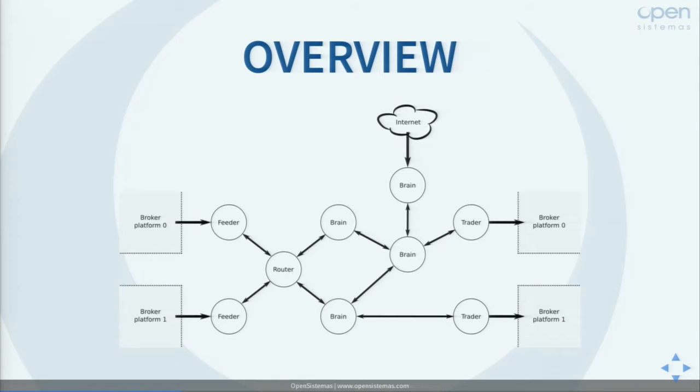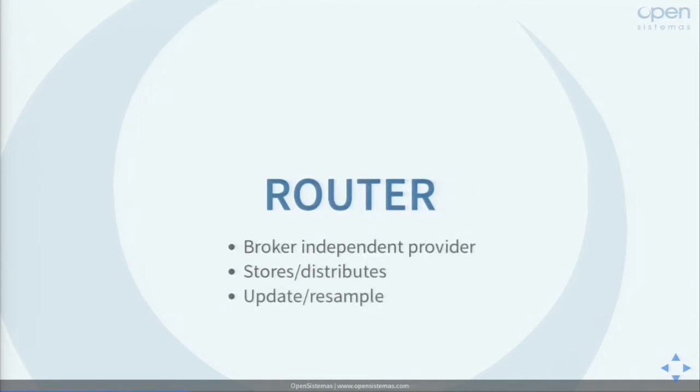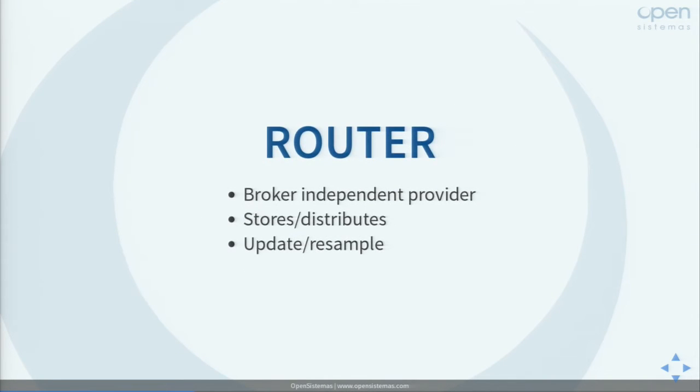Just on the right of feeder, we can find router. Router is finally a broker-independent provider. So it's kind of like a feeder, but in this case, it's broker-independent. Its purpose is to store and distribute this market data among the agents in the system, in OS Markets. So the rest of the agents can subscribe to new updates that come from router. It is also able to update the market data that it has available in memory with all the information that is coming from the feeders. And also it's able to resample data if that is necessary.